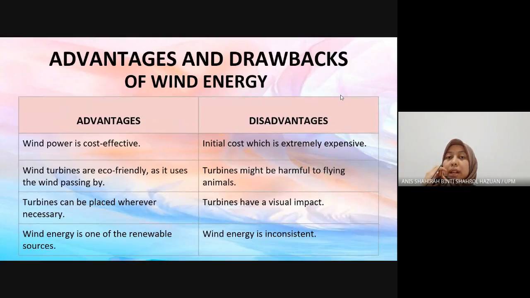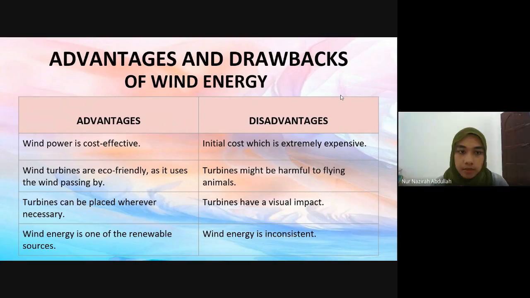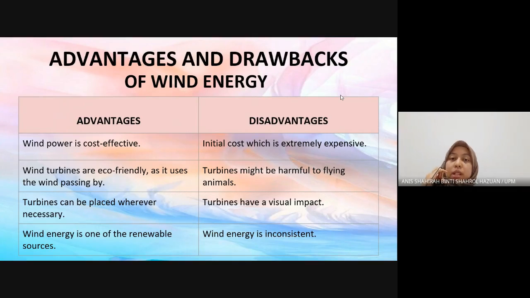Now I am going to explain about the advantages and drawbacks of wind energy. So for the advantages, there are actually a lot, but I am going to list only four of them. First is wind power is cost effective because it is another form of renewable energy. Second, wind turbines are eco-friendly as it uses the wind passing by. The third one, turbines can be placed wherever necessary. And then the fourth one is wind energy is one of the renewable sources.